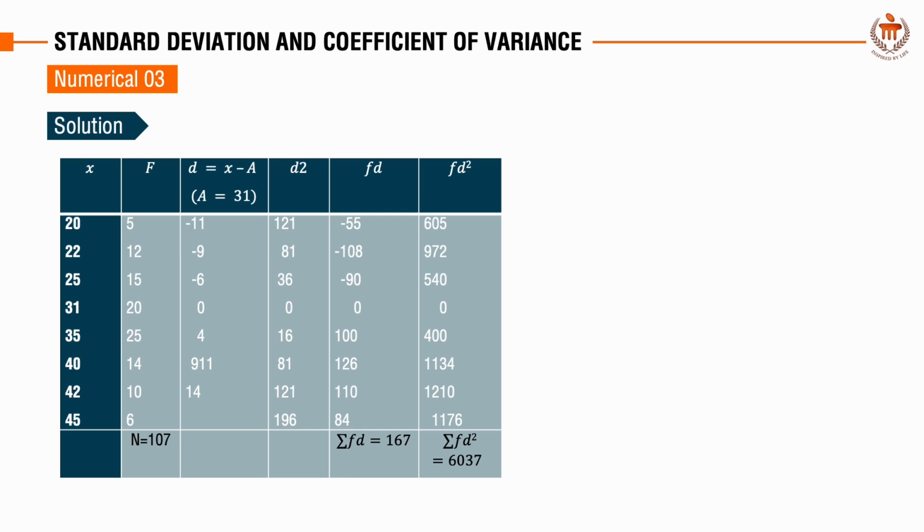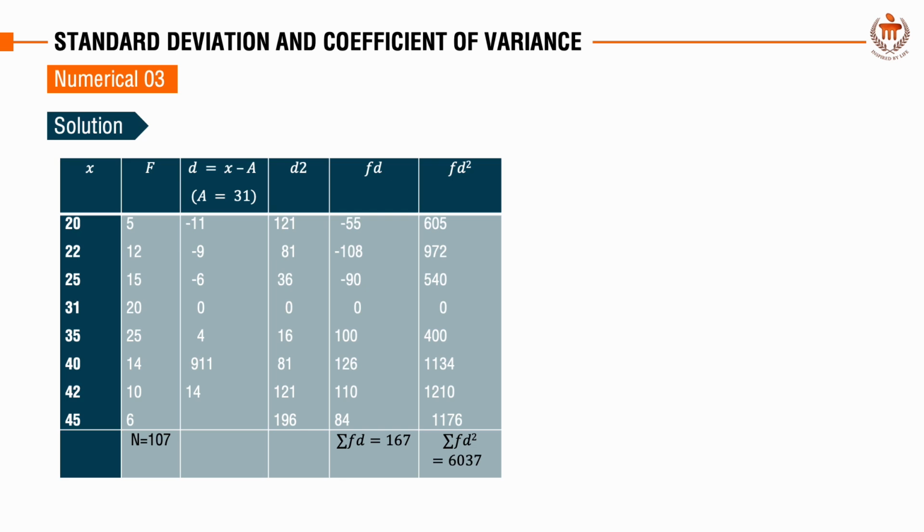Okay, once we got this small d, that is called step deviation, we did the square of that. When we did the square of this, we got d square, and we can do the sum of that d square. And then we multiplied the frequency with the d, so we got f into d, and then we did the sum of that value. We call it summation of fd. Here the summation of fd we are getting is 167.